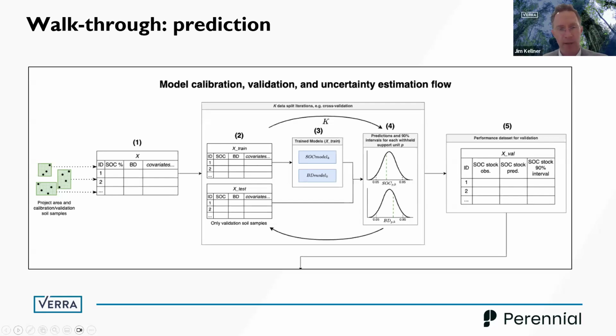So we have a data table where each row represents a soil core. And then there's SOC percentage, there might be bulk density, and then a bunch of covariates. The covariates could include remote sensing, temperature, precipitation, elevation, crop type, and so on. We provide guidance in the tool about the kind of covariates that one might want to use. Then we go to step 2.